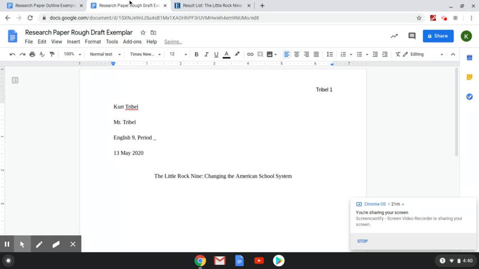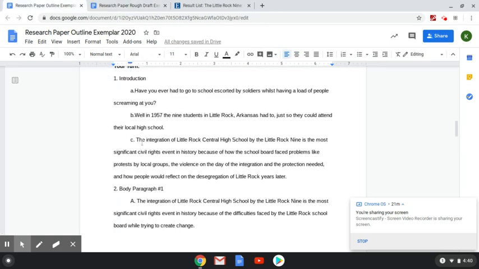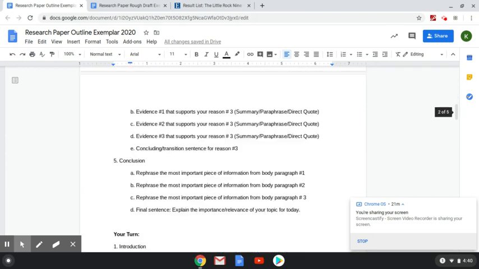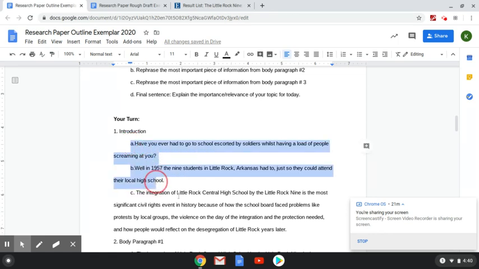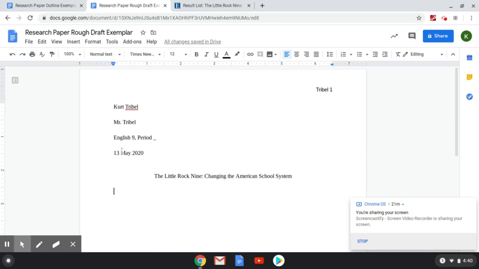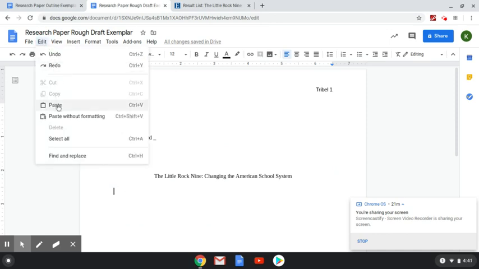Go left-hand side. All right, with the outline, here's what we're going to do. So now we're satisfied with the outline. We've made some revisions. We're going to copy and paste this over. So under Introduction on the outline, here's what we're doing. Highlighting everything. We're copying. We're pasting.